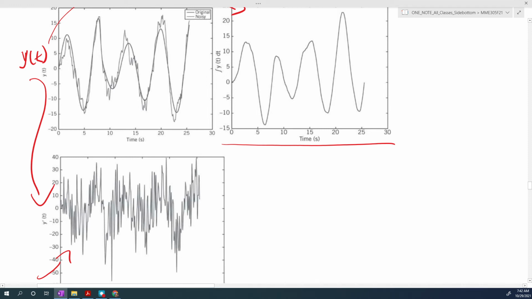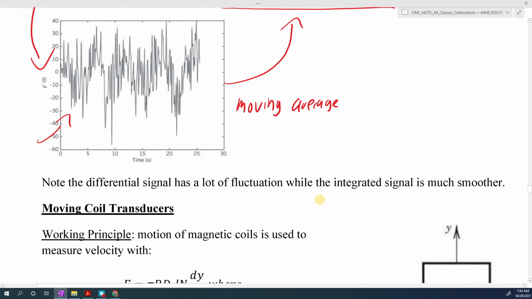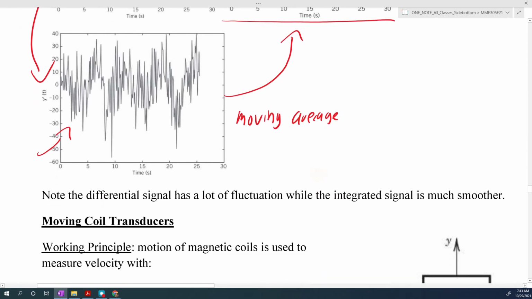So what you can do to avoid this from happening is a moving average, and you would get a result that looks a lot better, a lot closer to this. Now there are a few sensors that can measure velocity directly.